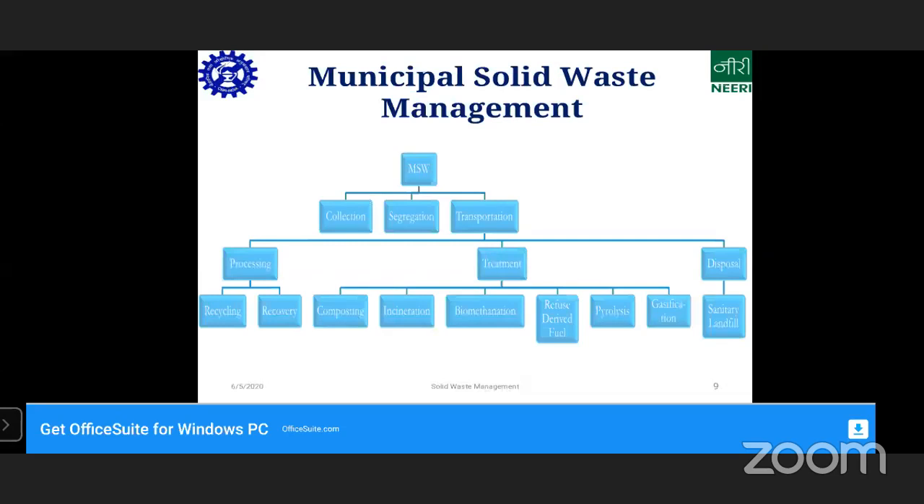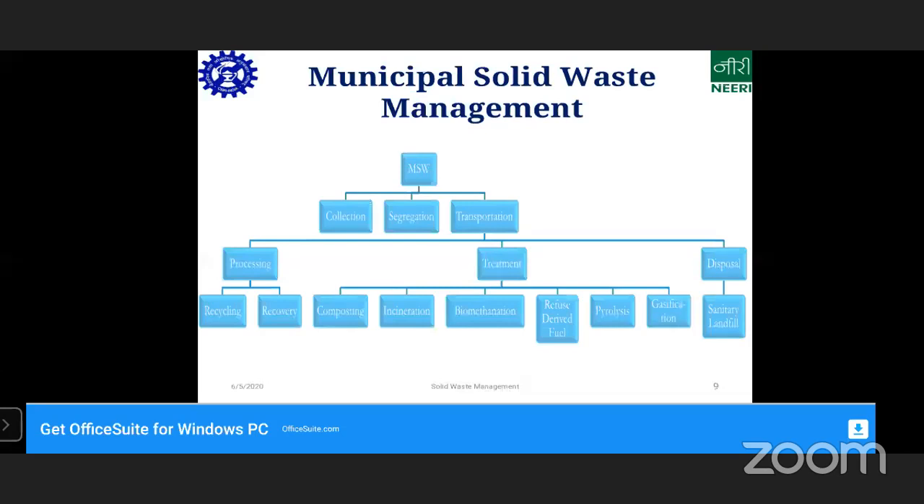If you take MSW, normally it is collection, segregation, transportation. After that, coming to the processing, you have recycling and recovery. That is one part. If you take the organic or the inorganic part, then you have composting, incineration, that is burning of waste at 1500 degrees. Then you have biomethanation, where the organic waste goes into this process to generate methane. Then you have RDF, where the dry waste, such as plastic, textile and paper, is packed and goes to the industry, where they use it for burning in kilns or in their own burning processes.